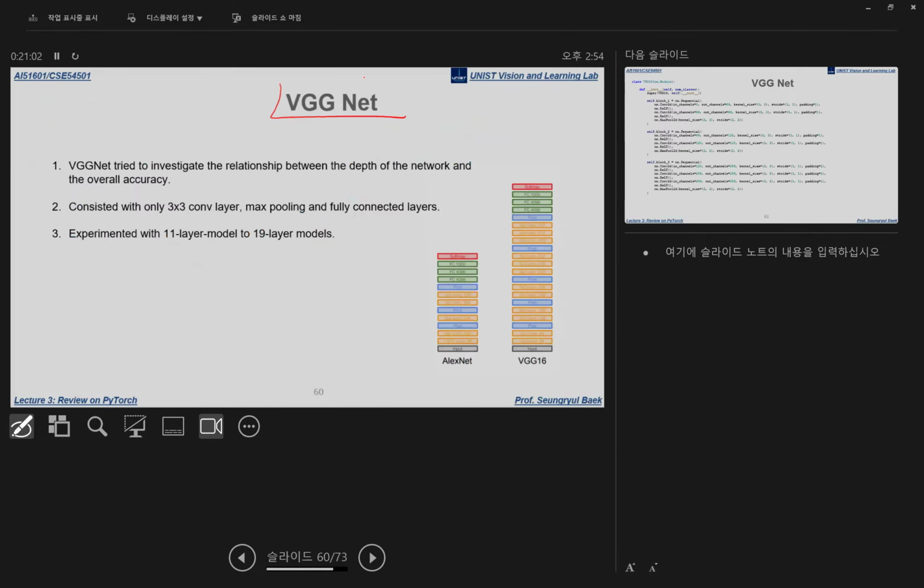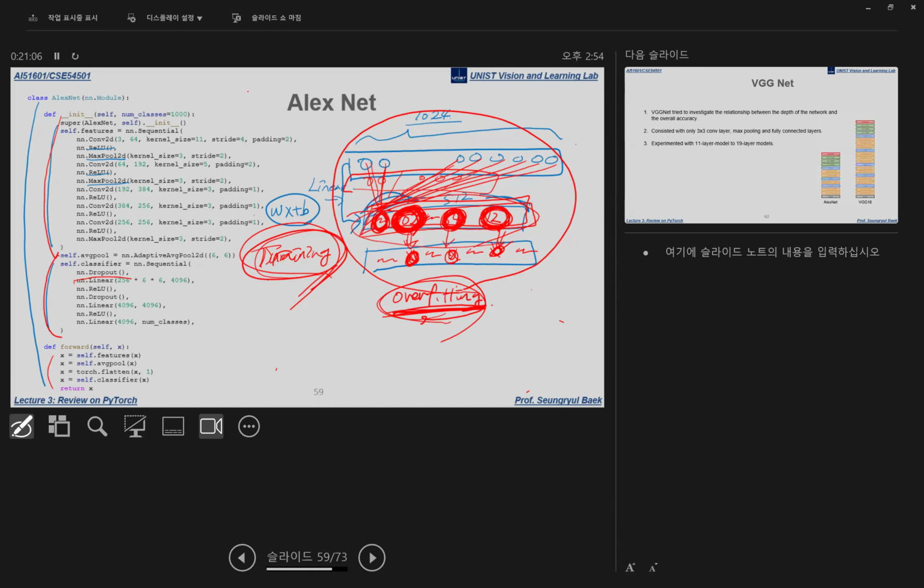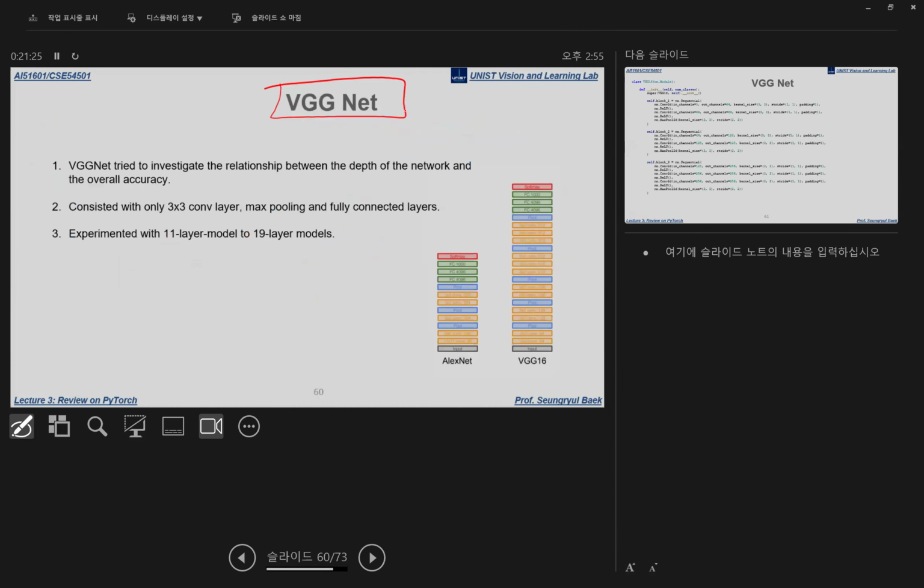And next is the VGG network. This AlexNet was proposed by Alex Krizhevsky, but the supervisor was Geoffrey Hinton at the University of Toronto, and he actually won the Nobel Prize because of this. AlexNet, the first successful network for ImageNet classification.